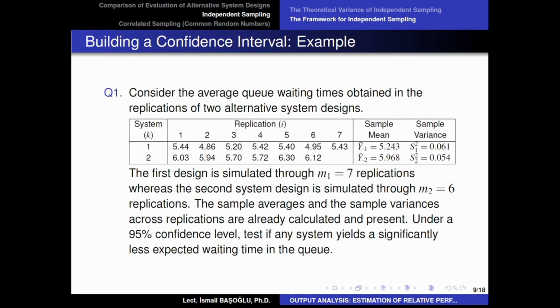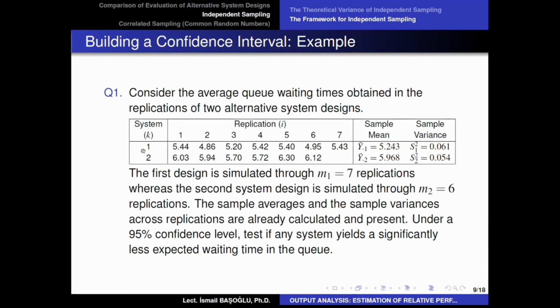So let's practice this. So we have the average queue waiting times obtained in the replications of two alternative system designs here. In the first system design, I have 7 replications, M1 is 7, and in the second system design, I have 6 replications, M2 is 6. In each replication, I have obtained the average queue waiting times of the clients. So in the first replication of the first system design, it is 5.44. In the second replication, it is 4.86, so on and so forth.